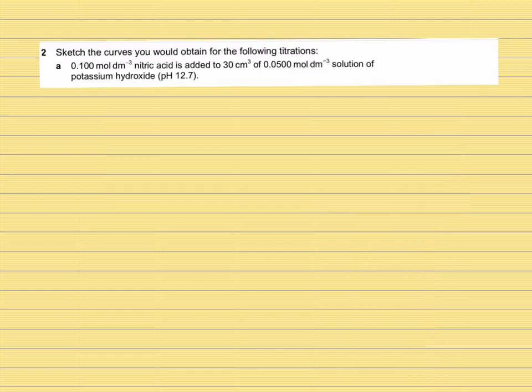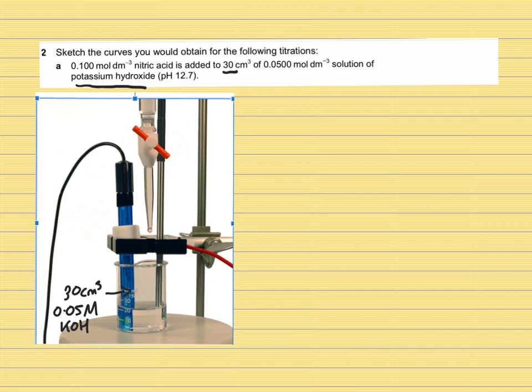First of all, we've got nitric acid, and it tells us that this time the potassium hydroxide, there's 30 centimetres cubed of it, is likely to be in the beaker. And remember, you would have used a pipette to put the potassium hydroxide in there. The acid is nitric acid, and that is in the burette. So as the acid is added, the pH is going to decrease because you're adding an acid to an alkali.